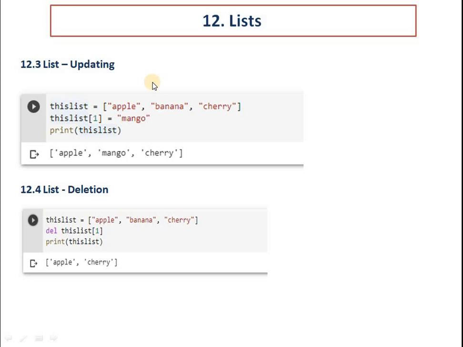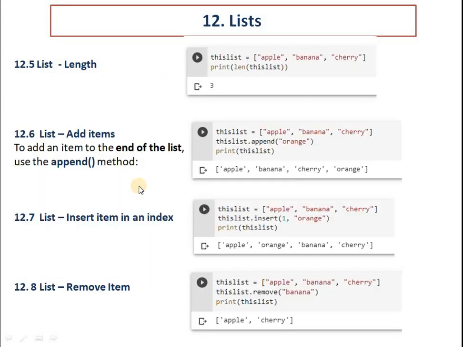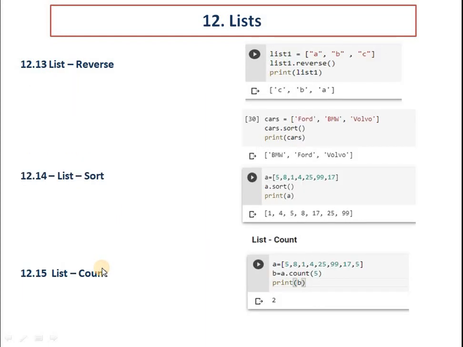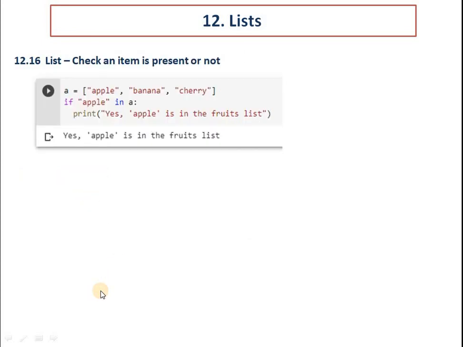You can update an existing list, you can delete an existing list, you can find the length of an existing list, you can add new items to the list, you can insert an item at an existing position, you can remove an item, you can clear the list which empties the entire list, you can copy a list, you can join lists, a reversing operation is there, sorting operation is there, counting operation is there, and you can even check whether an item is present or not. I am taking you to the lab session immediately so that you will get an idea how these things are working. Okay, let's start the lab session.